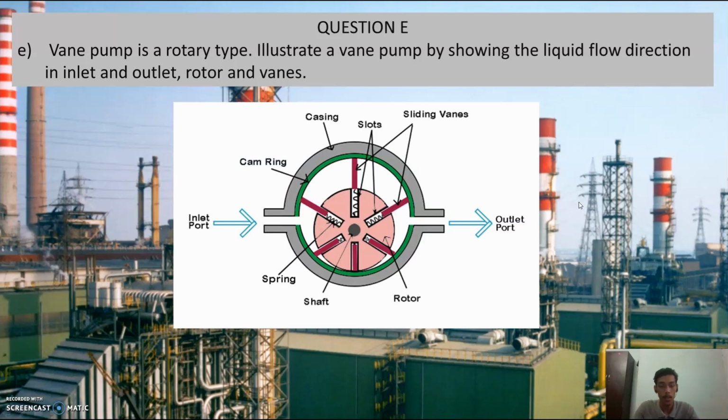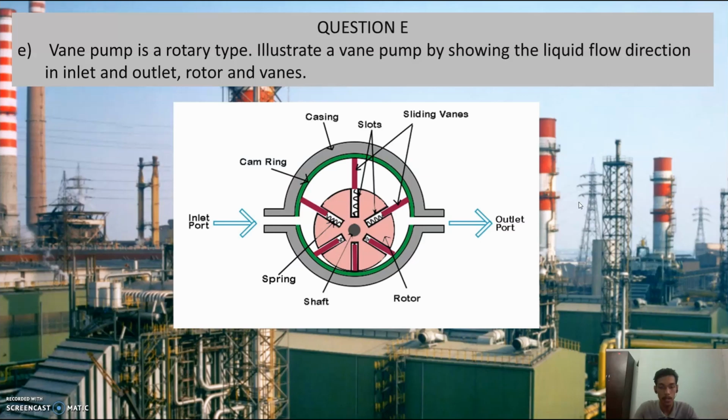Next, when the rotor rotates continuously, after some time a suction is created in the inlet port, due to which fluid gets drawn into the inlet port. While moving from the inlet port to the outlet port, the fluid experiences a centrifugal force which increases the pressure of the fluid, and the high pressure fluid is delivered to the required area through the outlet port.